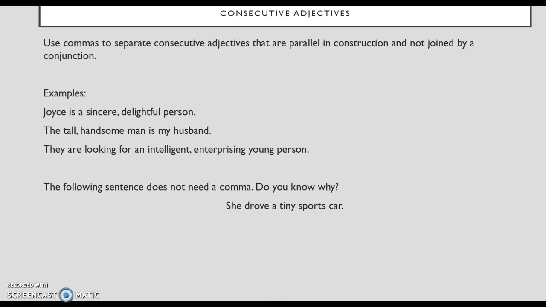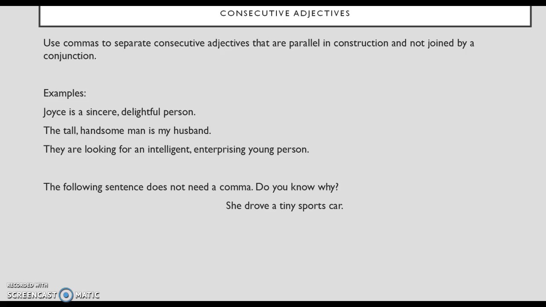Consecutive adjectives. Use commas to separate consecutive adjectives that are parallel in construction and not joined by a conjunction. Example: Joyce is a sincere, delightful person. If you can say Joyce is a sincere and delightful person, you can put a comma there. That's needed. The tall, handsome man is my husband. If you can say the tall and handsome man is my husband, you need the comma instead of the "and."